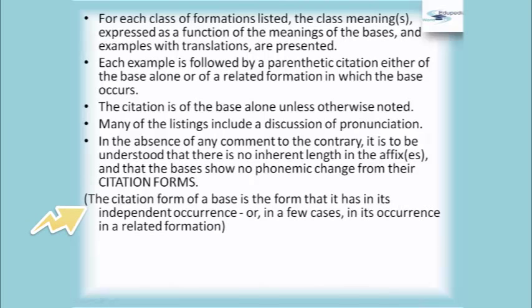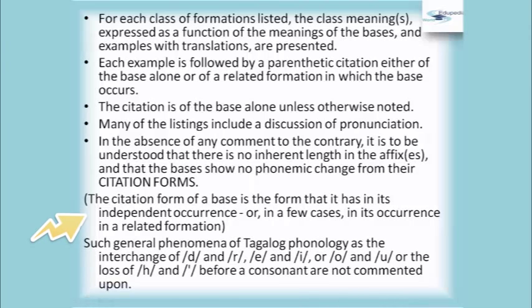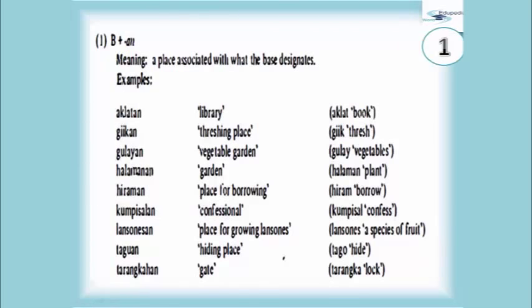The citation form of a base is the form that it has in its independent occurrence or, in a few cases, in its occurrence in a related formation. Such general phenomena of Tagalog phonology as interchange of D and R, E and I, or O and U, and the loss of H and glottal stop before a consonant are not commented upon. So let's start with the first.